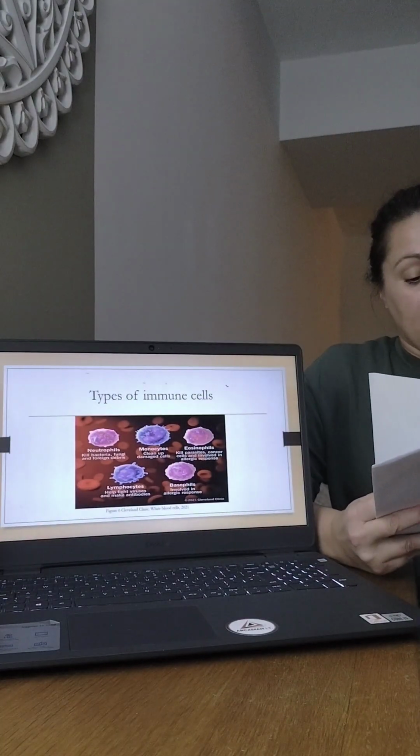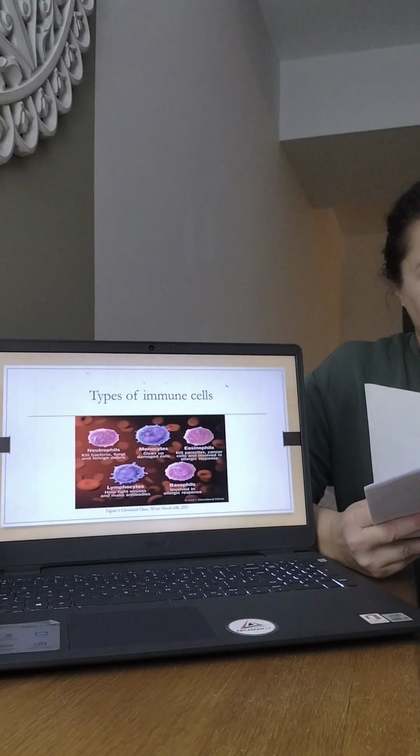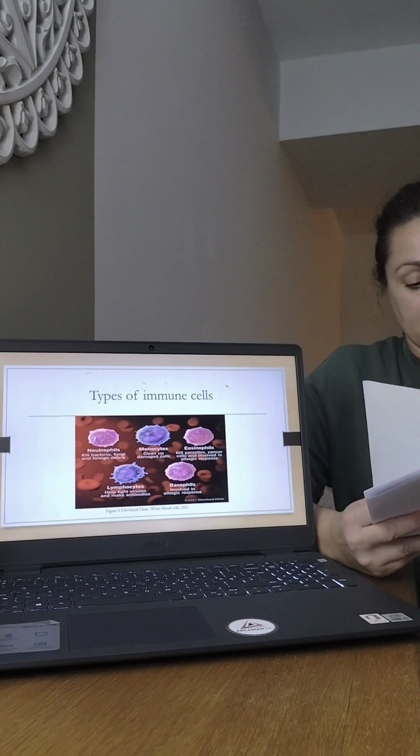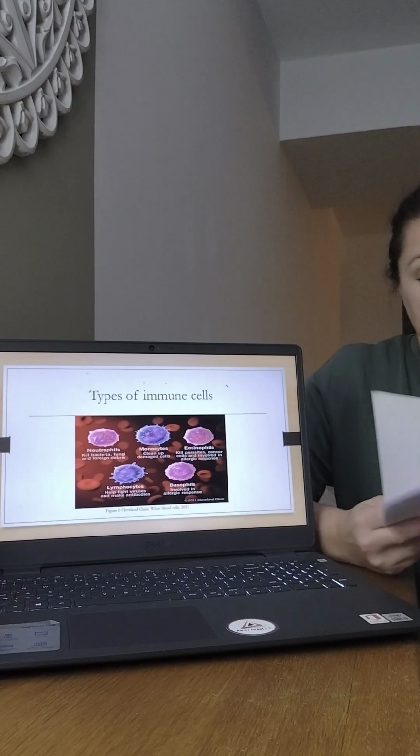The white cells are a part of the immune system. They work alongside the body to help fight against disease and infection. White blood cells are not just one cell, they're 5 different types. So we're going to break this down.